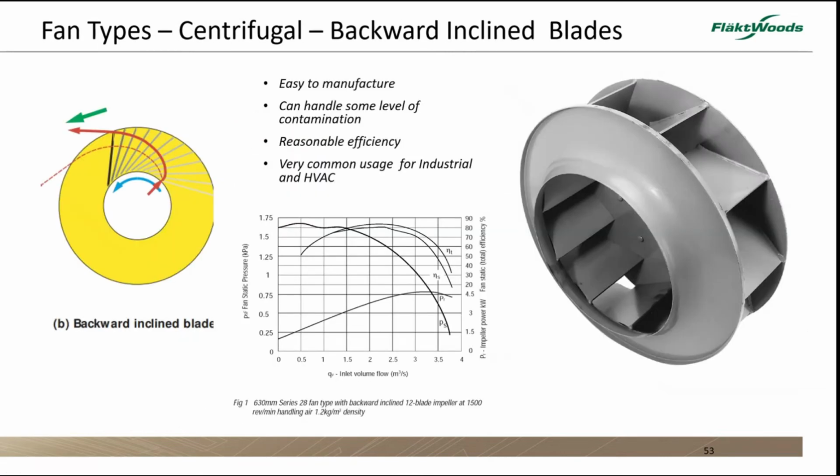Now we start to get to the more commonly seen centrifugal blades, what we call a backward incline. So it inclines backwards or the flow is forward. Can handle some contamination because you're fabricating these from steel, and as we all know, there are some very complex steel combinations that you can get in terms of strength. Reasonable efficiency, not the most efficient in terms of use for HVAC, but a commonly used fan.